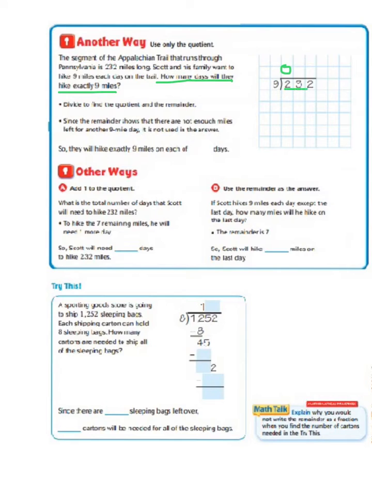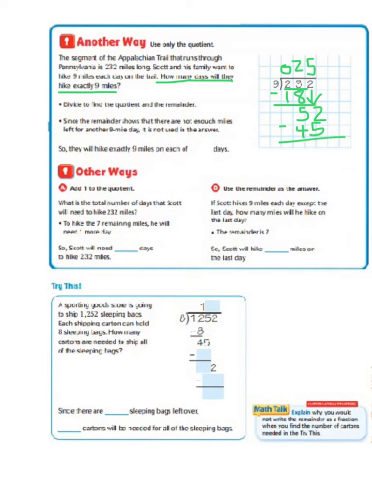Now, if we look at our next number, that leaves us with 23. 23 divided by 9, well, we know that we can multiply 9 2 times without going over 23, because 2 times 9 equals 18. And 23 minus 18 equals 5. Now that leaves us with our ones column, so we have to bring down our ones. And 52 divided by 9, well, we know we can multiply 9 by 5 without going over 52. And 5 times 9 is 45.